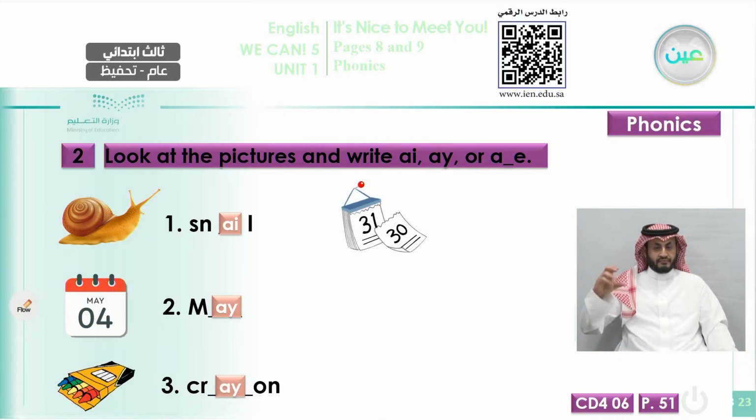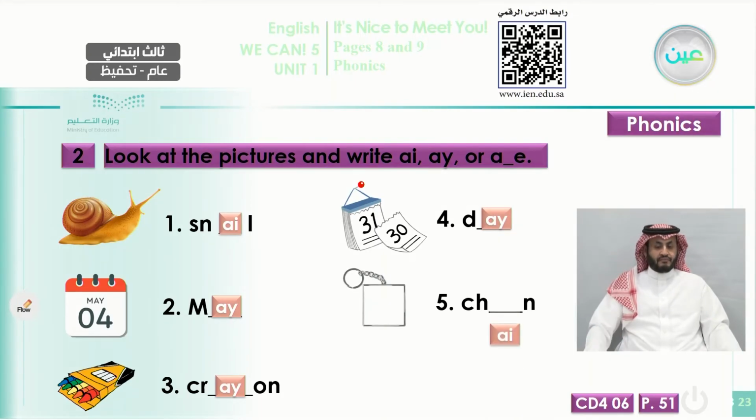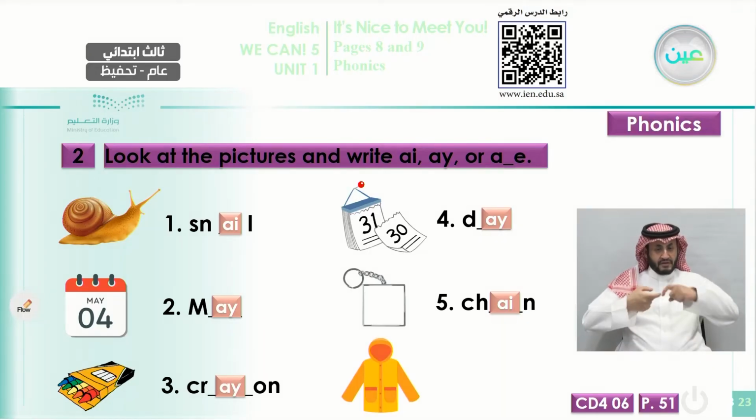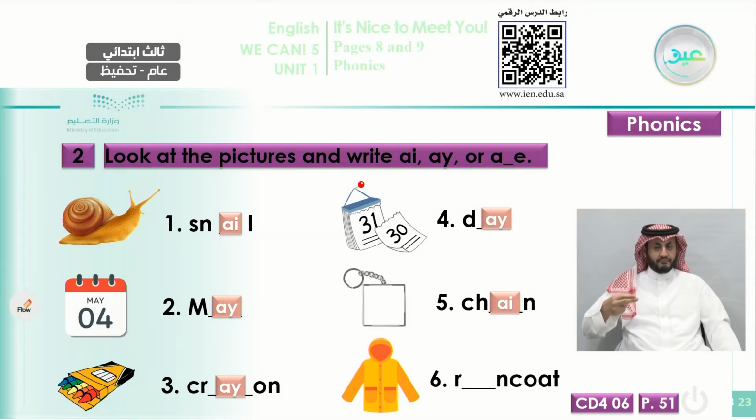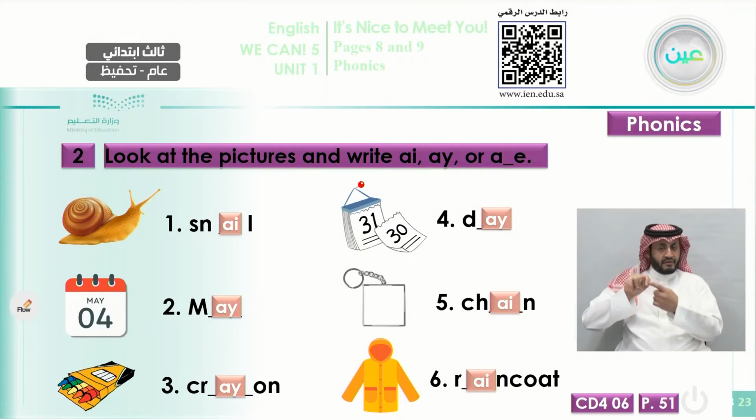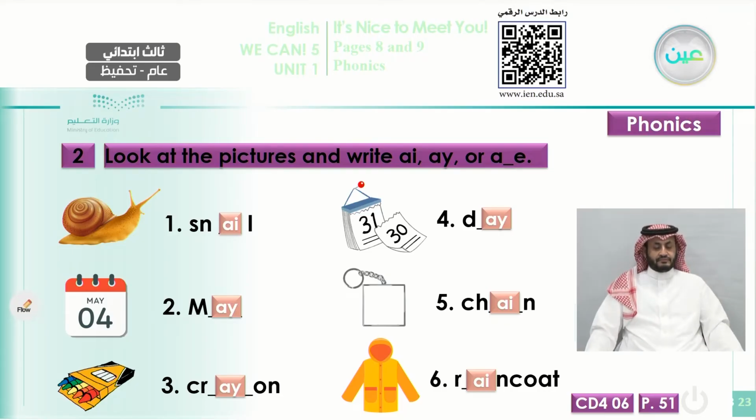And here we call it what? Crayon. Very good. Okay, here also this picture indicates the word day. And here we talk about chain, as you can see here. And here is about raincoat. This is the raincoat. You wear this clothes when it is raining. Okay, let's listen to your colleague reading these words. And as you can see here, you can spell it in your book correctly on page 51.